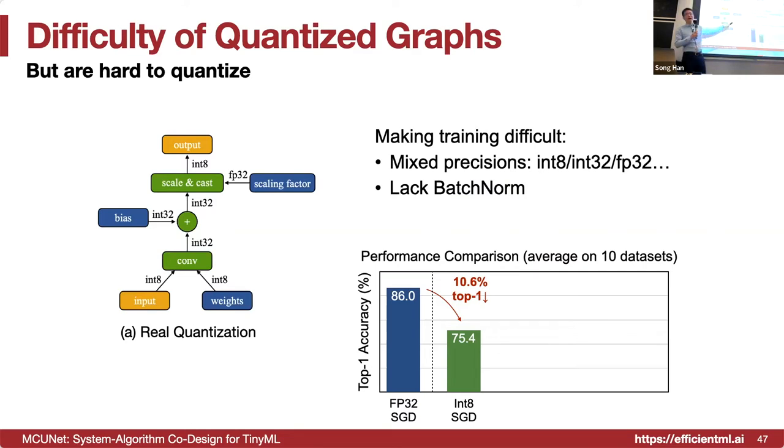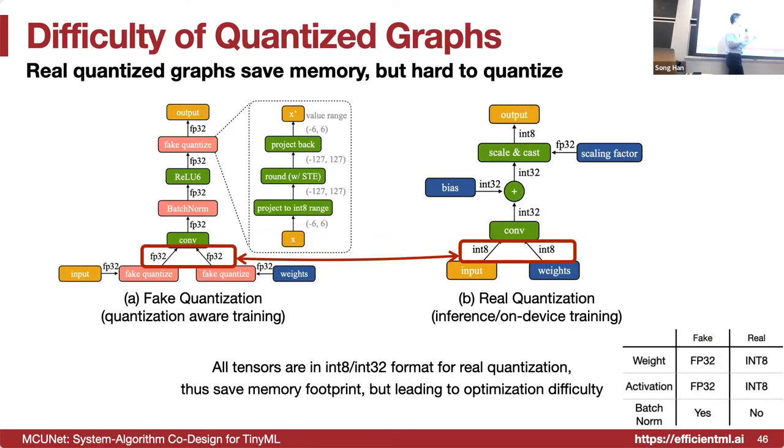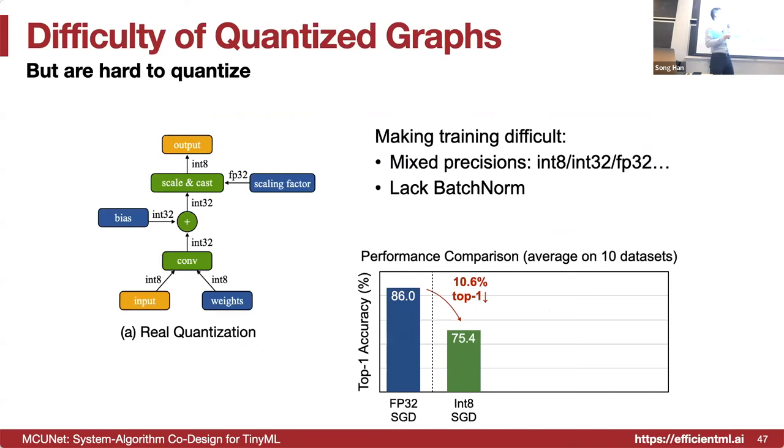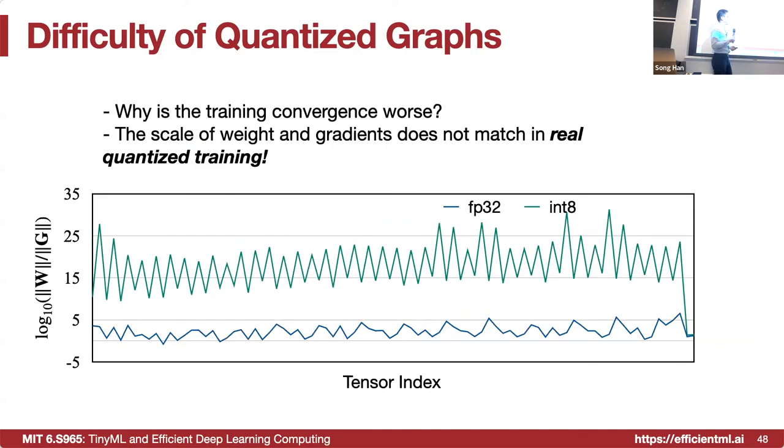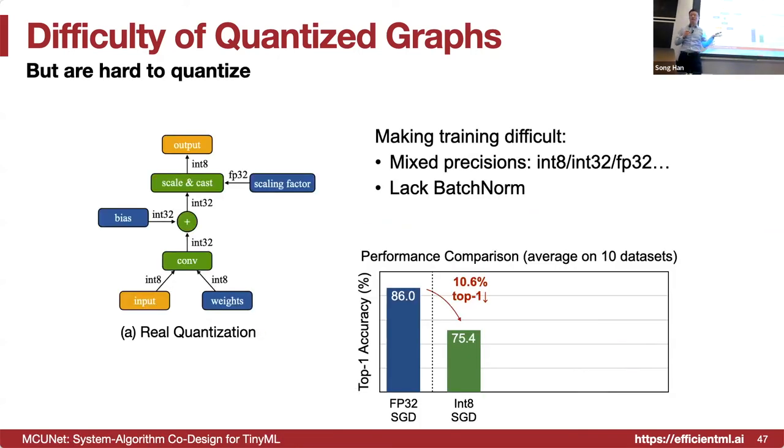So running on this quantized graph is actually making tuning quite difficult due to the mixed precisions, right? You have int8, int32, FP32. This is int8, int32 for the accumulator and for the bias, FP32 for the scaling factor, okay? And also you don't have this luxury of tuning the batch normalization layer. So naively applying int8 SGD, stochastic gradient descent, will lead to more than 10% drop of the accuracy. That is too much. So we try to analyze why this sort of quantized training is leading to such big performance degradation. So before moving to the next slide, let's brainstorm together. What makes training difficult using int8, using integer only training?